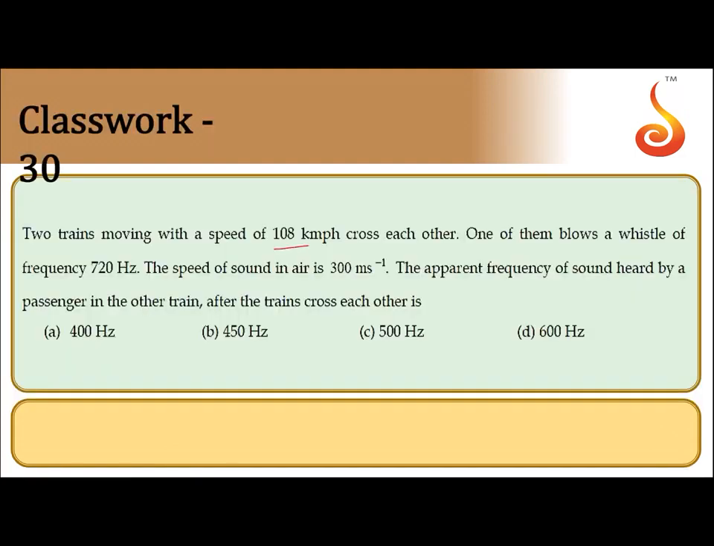So in this case, trains are approaching each other. So the passenger is also moving and the train is also moving. So source and the listener both are moving. So both are moving at 108 km per hour. So 108 km per hour means, see here, after crossing each other, the observer is going this way, source is going this way. So this is also 108, this is also 108.